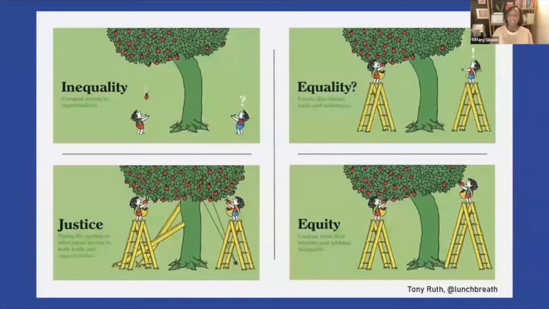Here's another favorite visual of mine that basically goes over the same thing. This is from the book, The Giving Tree, where you can see the four different types of opportunities, obstacles, and challenges. But what we really want in the end is justice, where we're fixing the system across the board to offer equal access to both tools and opportunities. And so there isn't any mishaps, miscommunication, or injustice in regards to equity and equality.